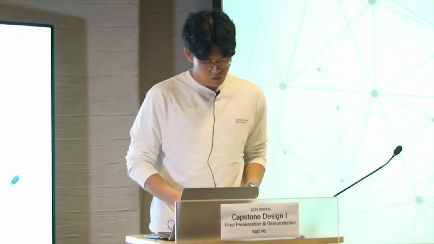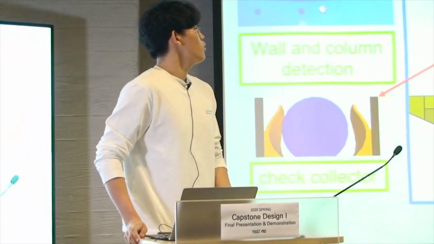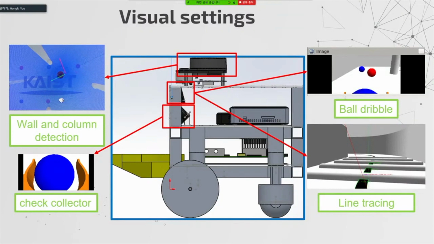Now I'm going to talk about our cognition method. To start, we use 2 cameras for line tracing, ball detecting, and checking the collector. And we also use one LiDAR for checking the pillars and the walls.